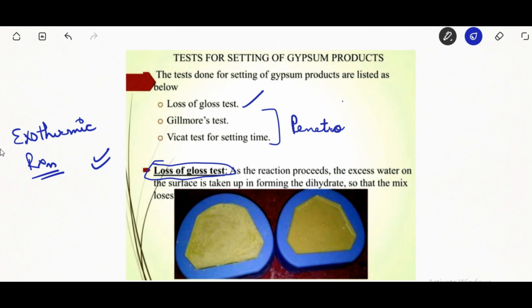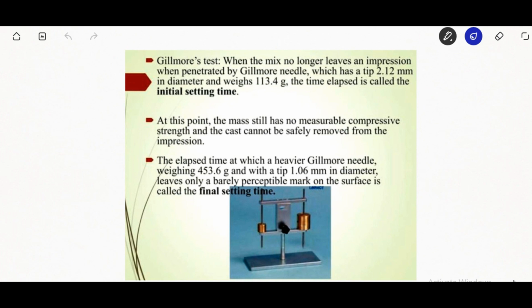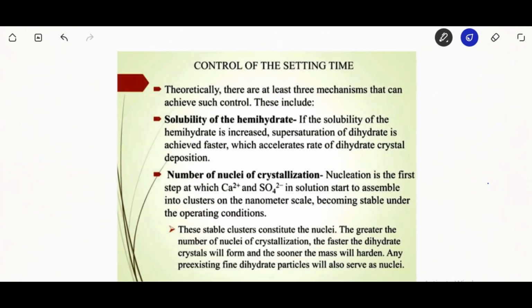The third is the penetration test. Here we use penetrometers like the Vicat needle and the Gillmore needle. The setting time is the time elapsing from the start of mix till the needle does not penetrate to the bottom of the plaster. It is known as the setting time. Now what are the factors that affect the setting time? Number one is the manufacturing process, second mixing and spatulation period, water-powder ratio, temperature, and the modifiers.